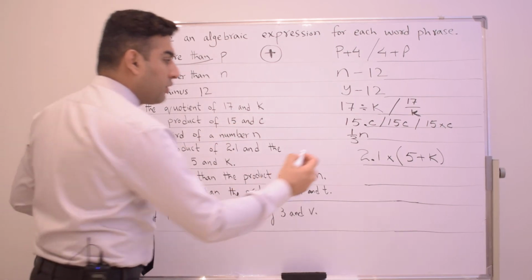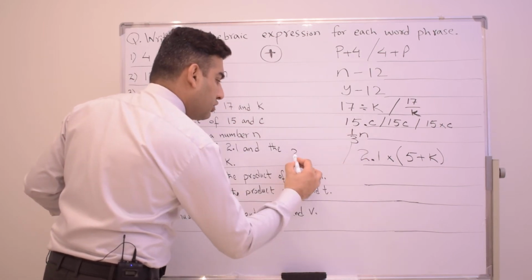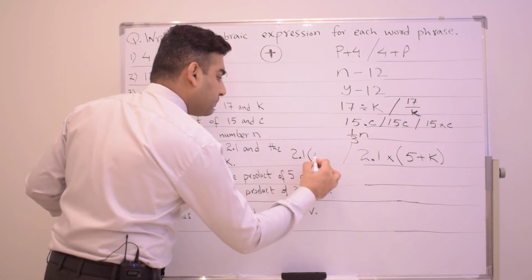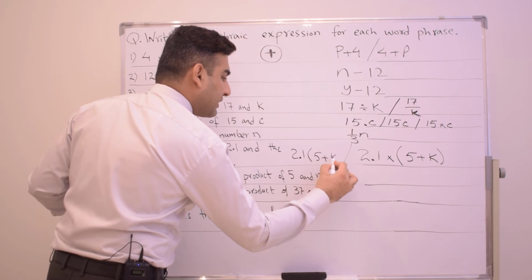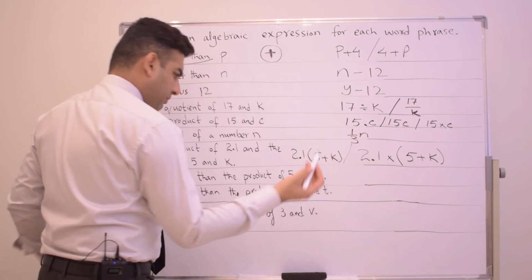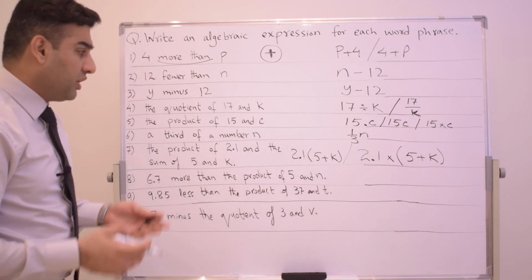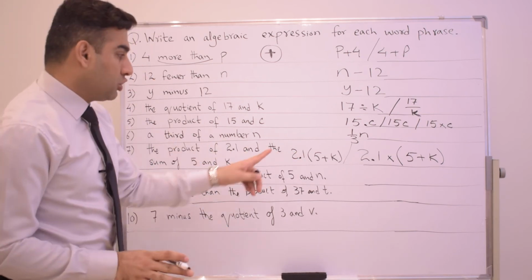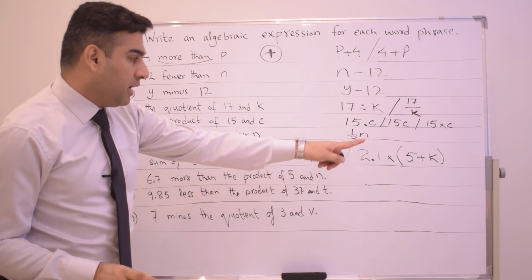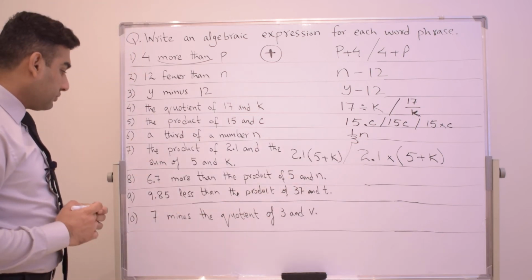Or you can write it simply as 2.1 (5 plus k). You can use a dot symbol. If you don't write any operation here, it is understood to be multiplication. So 2.1 times 5 plus k, this is the answer for part 7.